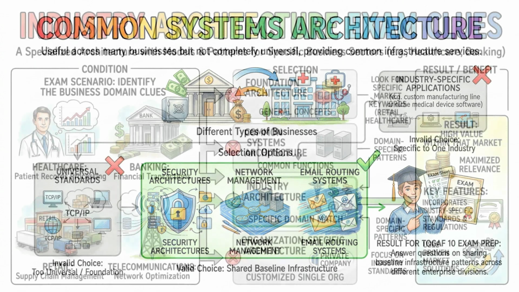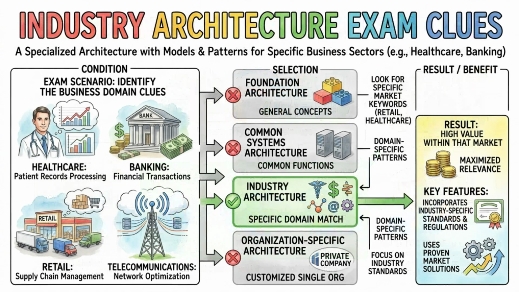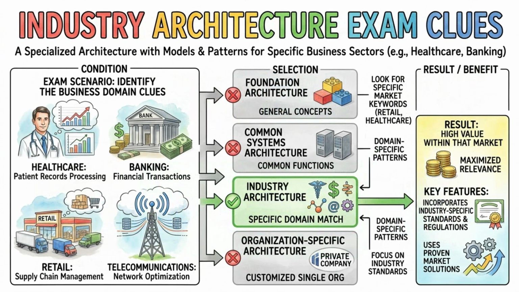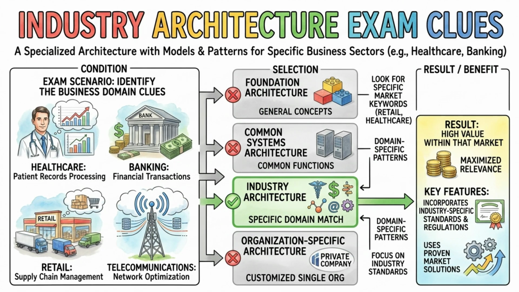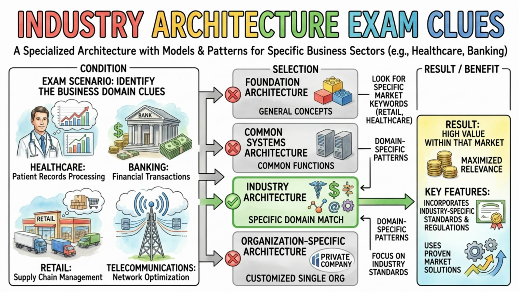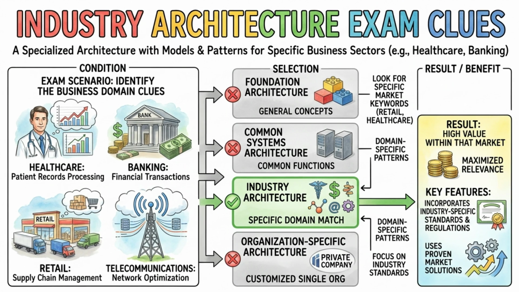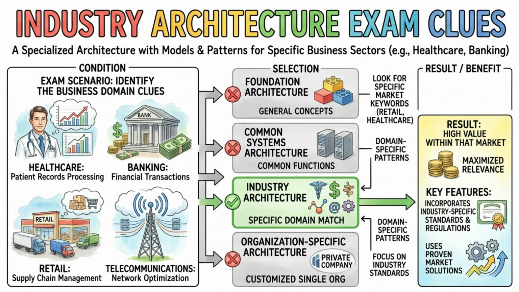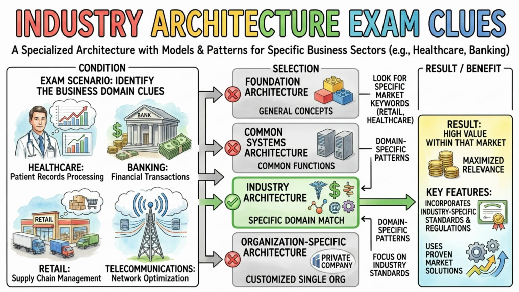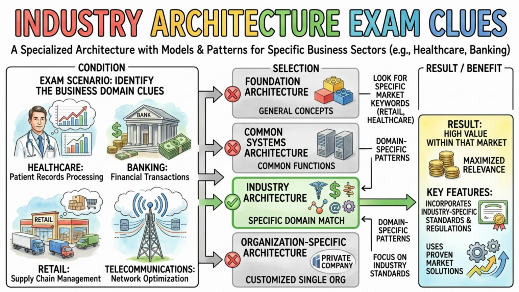The third state is the industry architecture, which contains models and patterns specifically designed for a particular business sector. For instance, a healthcare organization might use specialized architectural patterns for processing patient records, while a bank would use specific patterns for financial transactions. These architectures incorporate industry standards and regulations, making them highly valuable but only within their specific market. The exam often tests your ability to identify industry architectures by looking for clues related to specific business domains like retail or telecommunications.